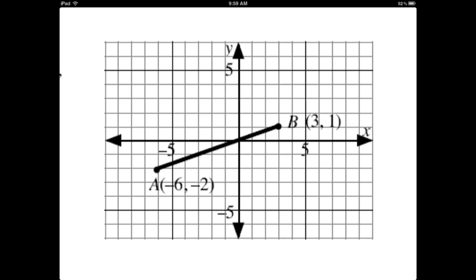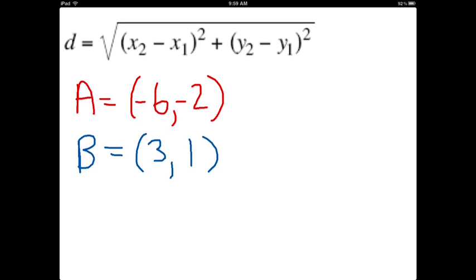Going back to the diagram, we'll see that both of the endpoints of this line segment have coordinate points. These are going to be useful for the distance formula. Here's the distance formula, and I've written out the 2 points using different colors so you can see where things are going to be placed.